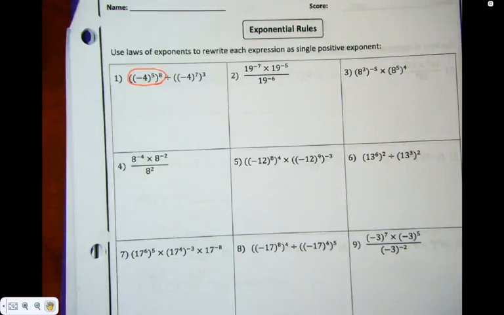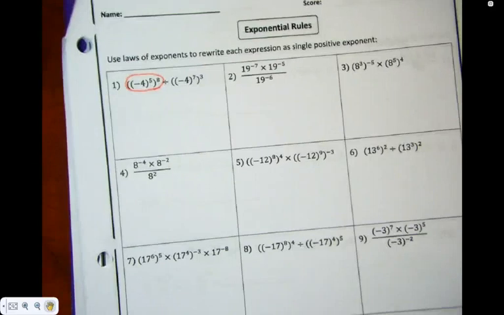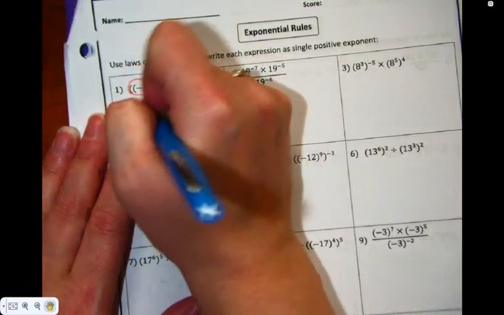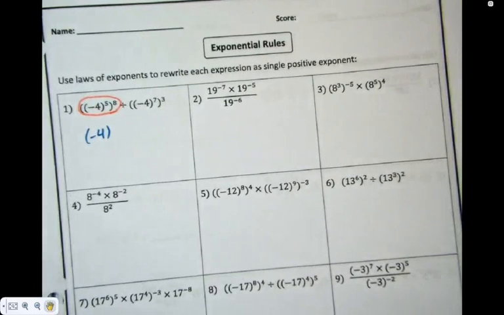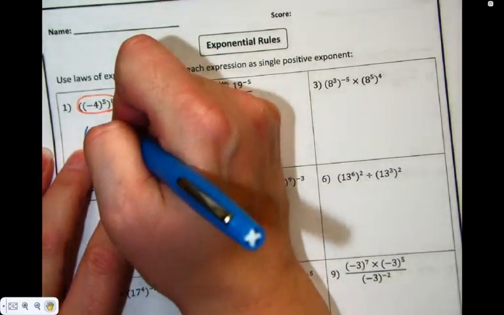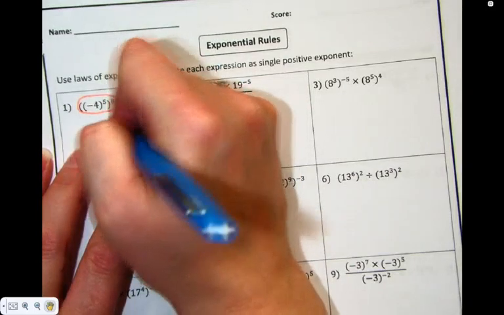quotient, product, or power. It's not quotient because there's no division. So to narrow it down, you're just looking at the number of bases. One base or two base? One base means we multiply. So I'm going to keep that negative 4 in brackets. The 4 times 8 gives me 40.